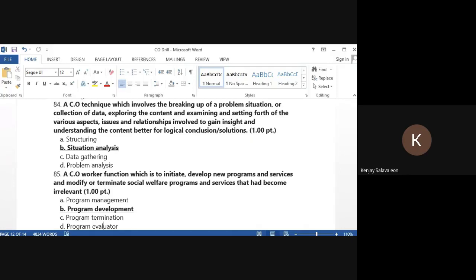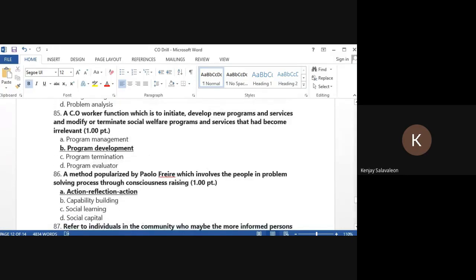85. A CO worker function is to initiate, develop new programs, services, and modify or terminate social welfare program services that had become irrelevant. This is what we call program development. Program management is upon the implementation. Program development is from the beginning: initiate, develop, and modify or terminate. So the whole process is development. Management is the actual implementation.